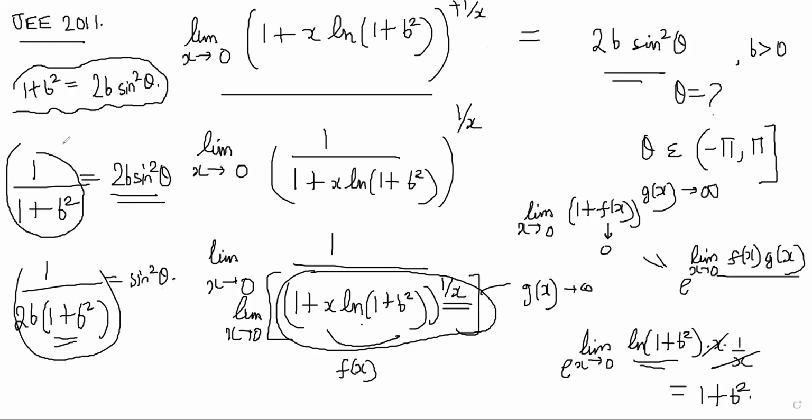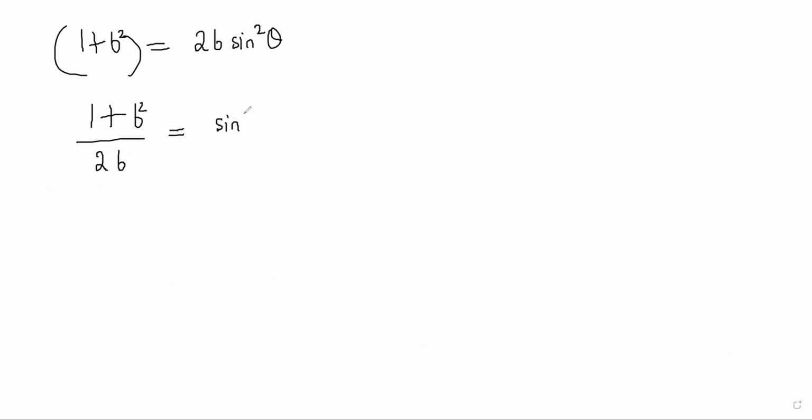But here, you would have found the answer without having any knowledge of b. If it was a plus 1 by x thing, what you get is 1 plus b square is equal to 2b sine square theta. So you get (1 plus b square) by 2b is equal to sine square theta. Now this is convenient because we know AM-GM: AM is greater than or equal to GM.